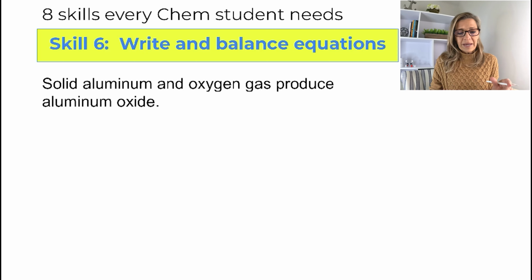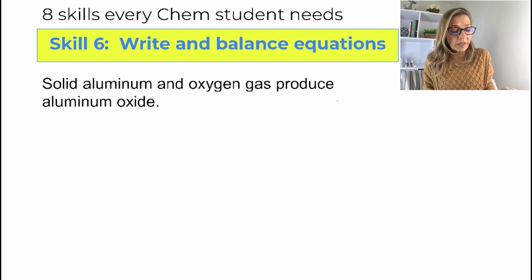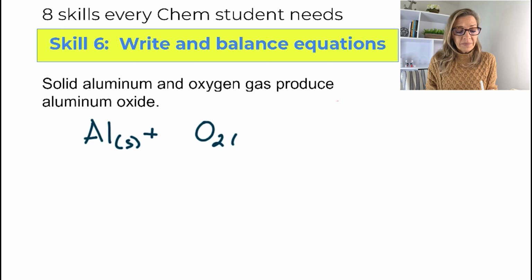Okay, I know this sounds very basic, but identify your reactants and products first. So I see that aluminum and oxygen are the reactants because they're going to produce, and then my product is aluminum oxide. So once you get that established, let's try to write these formulas. Well, aluminum, that's easy, just solid aluminum. And then oxygen gas, remember, is a diatomic, which means it's O2, 2 oxygens bonded together. And then our product is aluminum oxide.